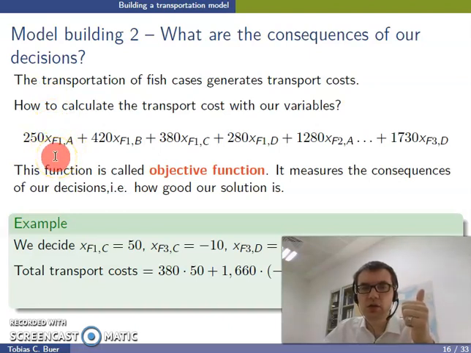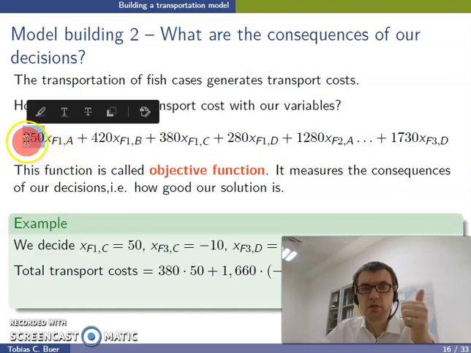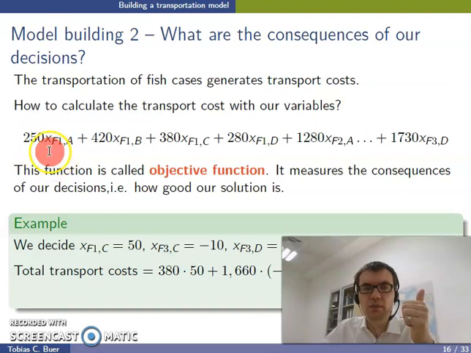So have a look at your cost matrix or at the drawing. Going from factory F1 to customer A, which is Lulu, costs us 250 Baser for one case. And the number of cases of fish are measured by this decision variable. So if we should decide that we want to transport 10 cases of fish, then the value of x_f1,a would be 10, and it would be multiplied with 250 Baser.